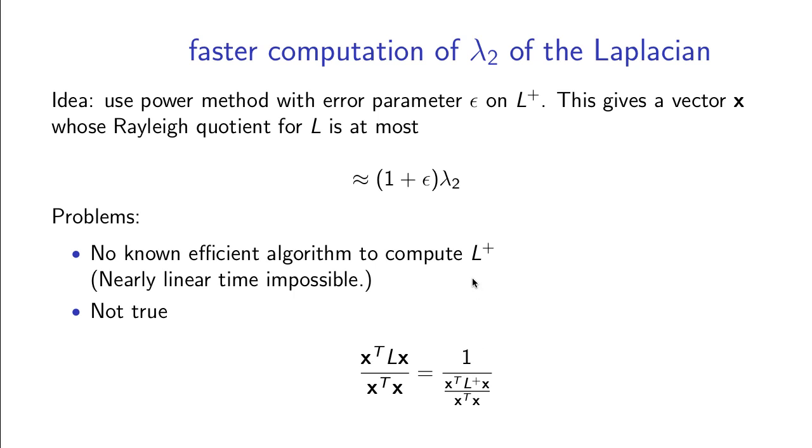The second problem is that although this identity is true for eigenvectors, it's not necessarily true for vectors of large Rayleigh quotient for L plus or small Rayleigh quotient for L. So we're going to deal with these two problems.